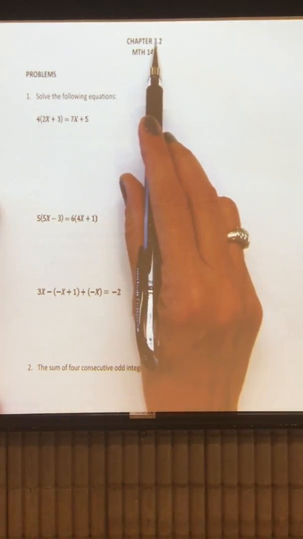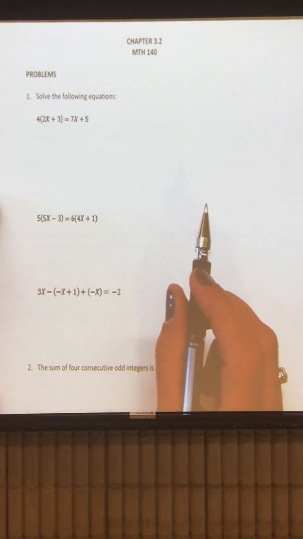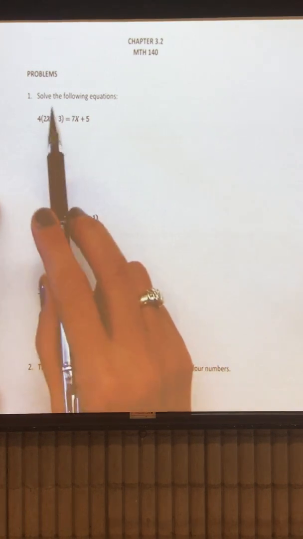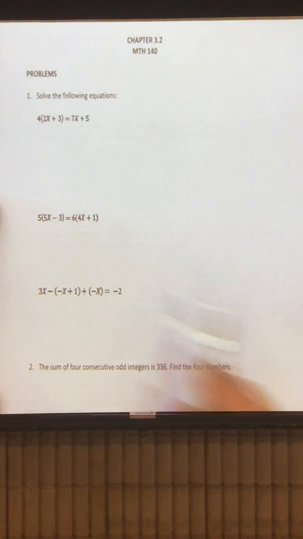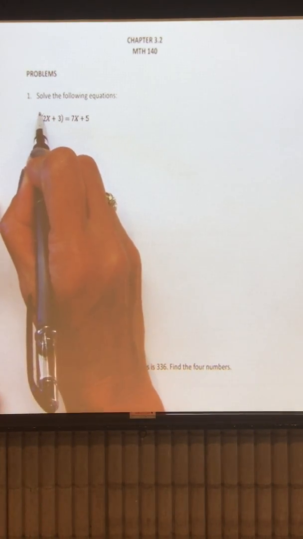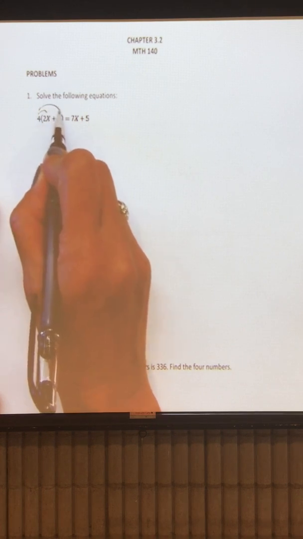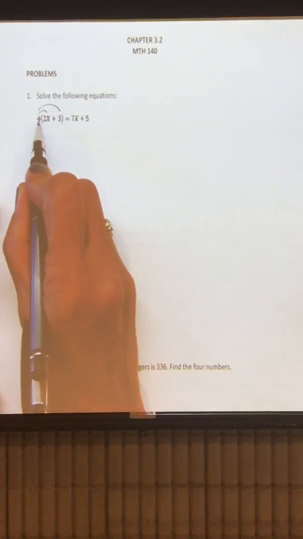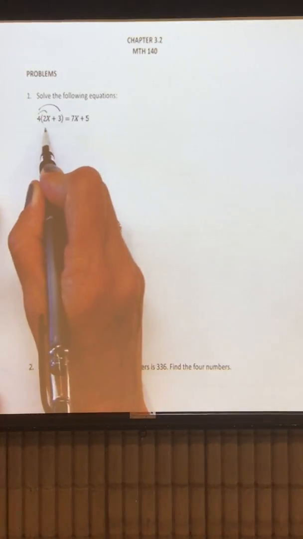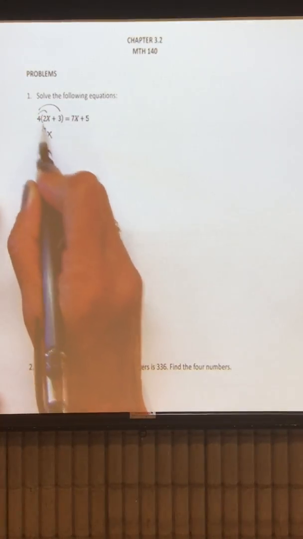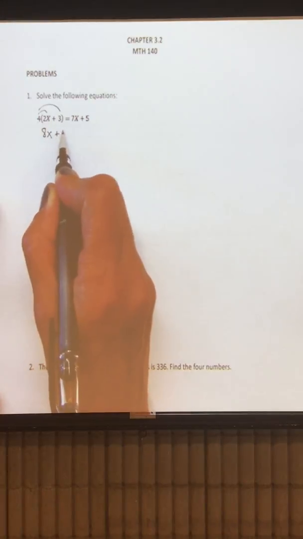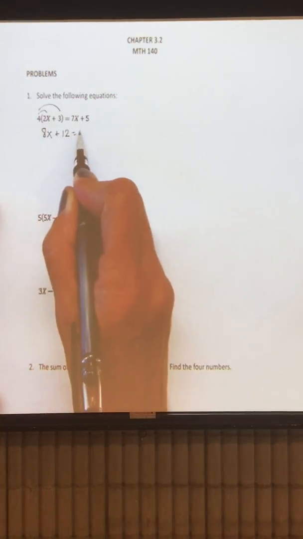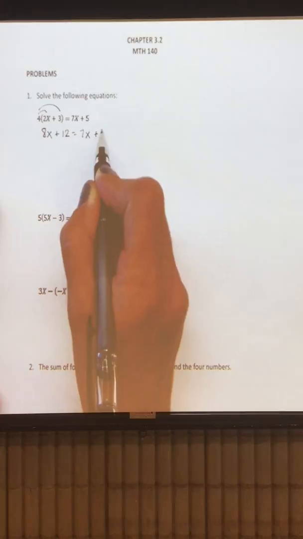Let us begin Chapter 3, Section 2. Number 1, solve the following equations. First step is to distribute the 4 times the 2x and the 3. So 4 times 2x is 8x. 4 times 3 is 12, is equal to 7x plus 5.